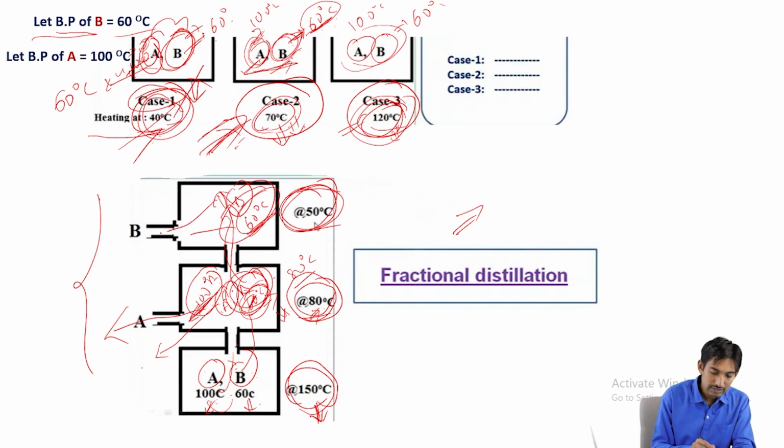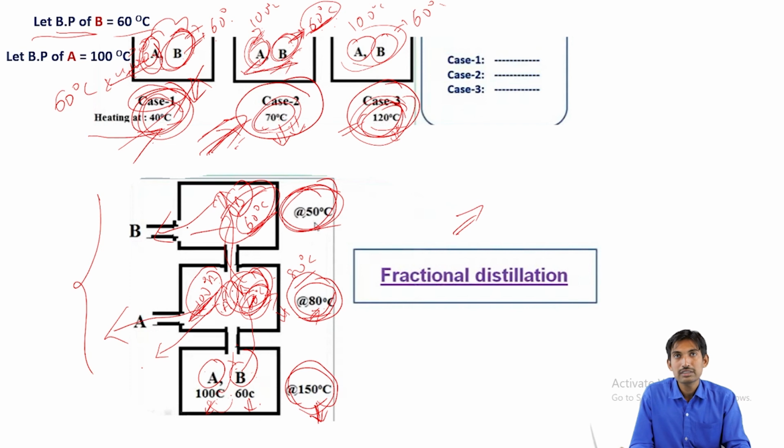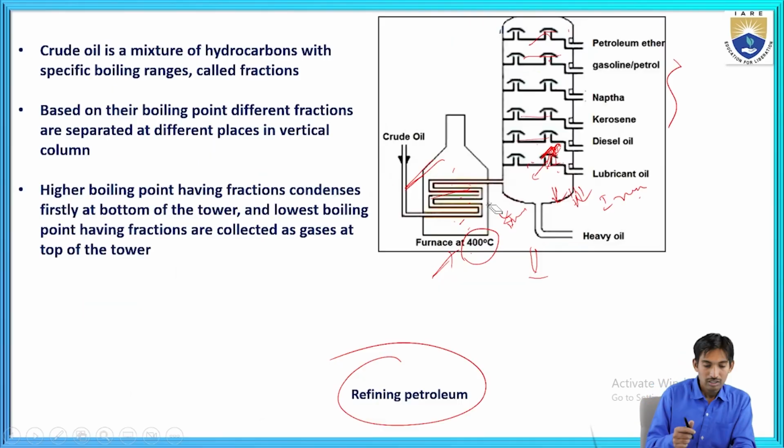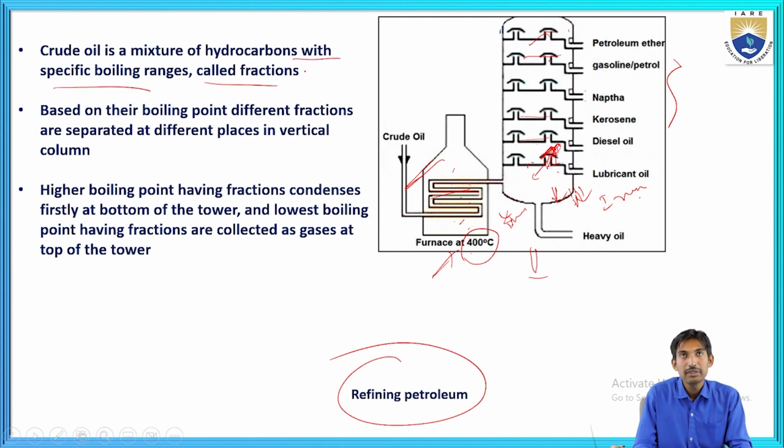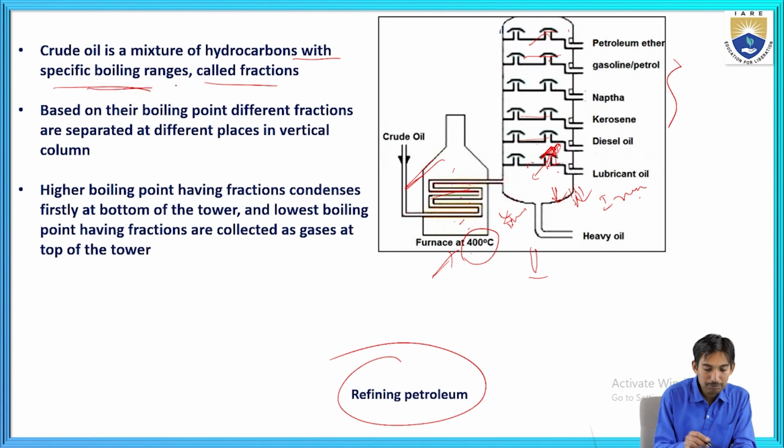That liquid will be separated in this chamber. This process is called fractional distillation. Based on the boiling point, we have separated these fractions; that is called the fractional distillation process. Crude oil is a mixture of hydrocarbons with specific boiling ranges, and those are called fractions.